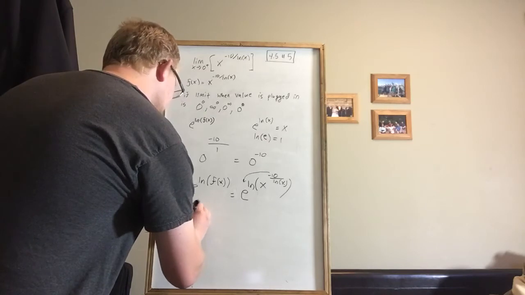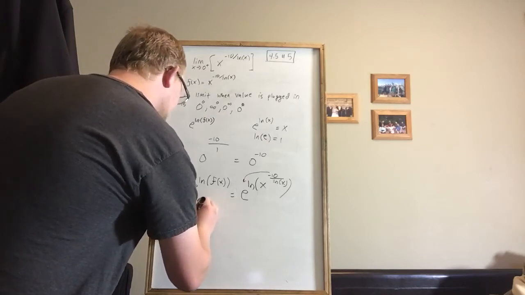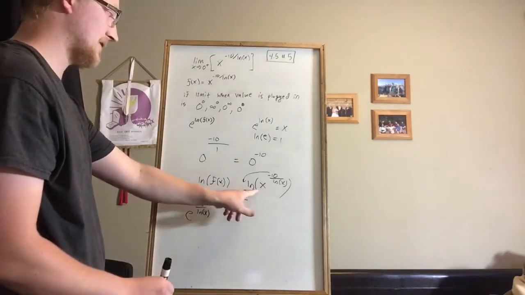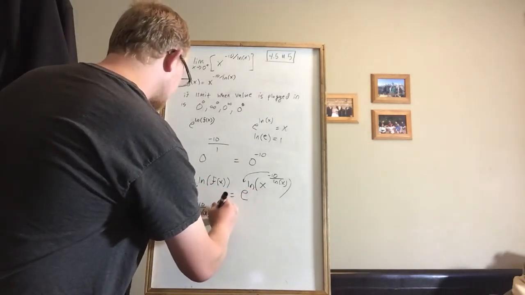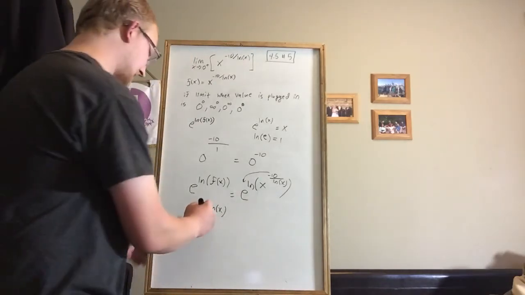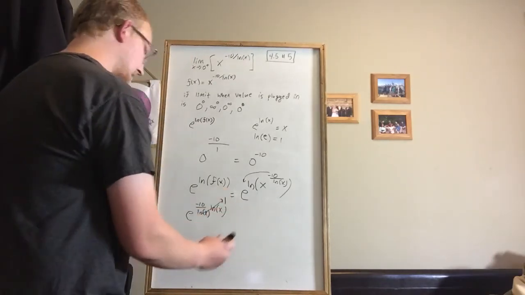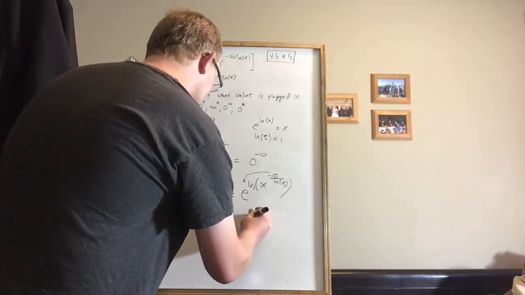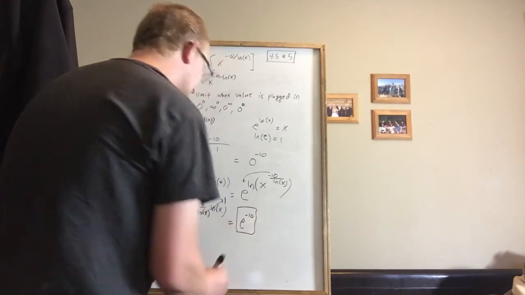So now we can write this as e to the minus 10 over ln of x times what's left inside, which is ln of x. And you'll notice that the natural logs cancel to 1, and what we end up with for a limit is e to the minus 10. And that's how to solve this one.